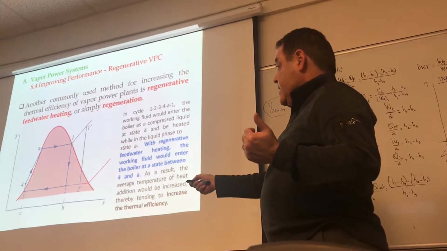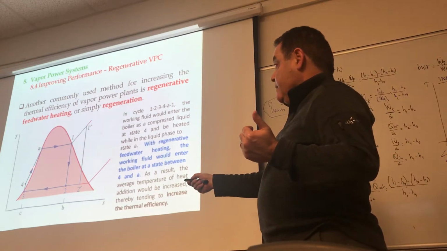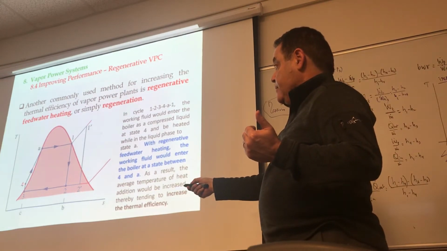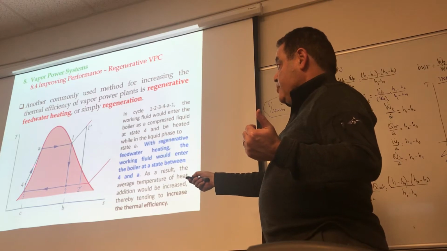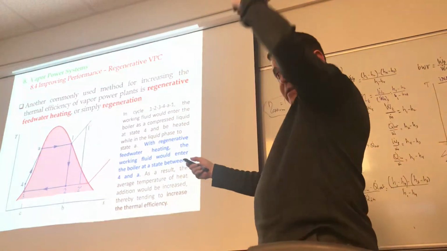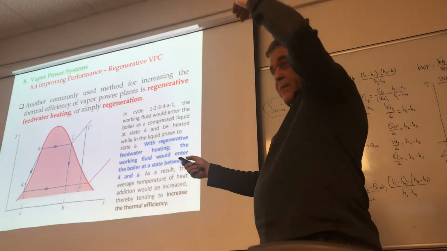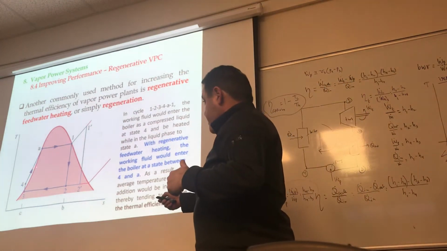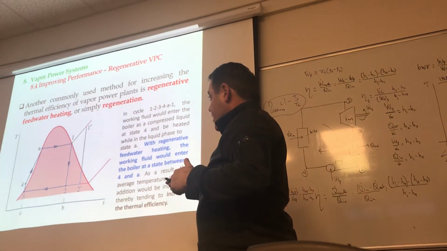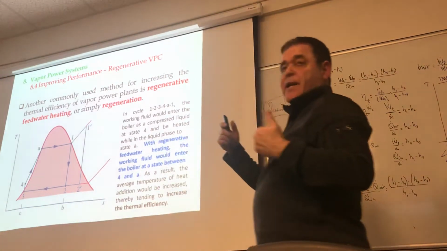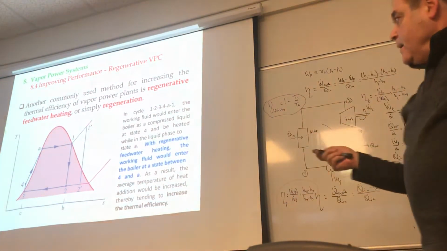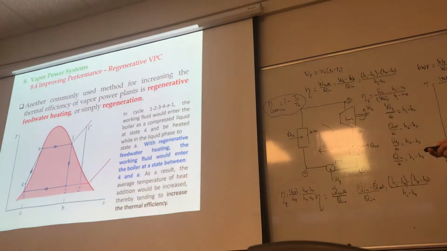Well, let's say I'm entering the boiler here instead of here. My average temperature of heat addition would be somewhat higher, right? Because it's the average between this and 1, let's say 1 prime, instead of between 4 and 1 prime, okay? So theoretically, the efficiency would go up. As a result, the average temperature of heat addition would be increased, thereby tending to increase the thermal efficiency.